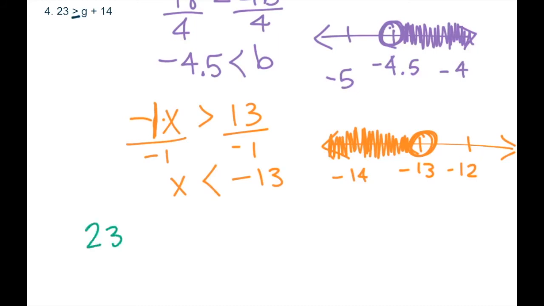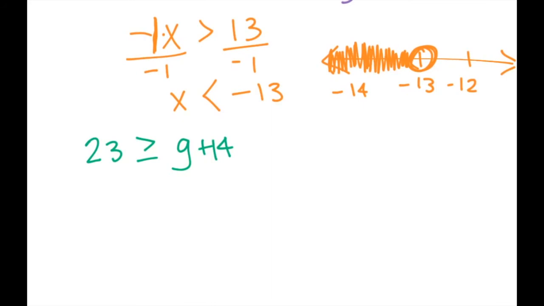We've got 23 is greater than or equal to g plus 14. Again, my variable's on the opposite side, but I can still just perform my same steps. So since I'm adding 14, to undo that, I want to subtract 14 from both sides. And that leaves me with 9 is greater than or equal to g.